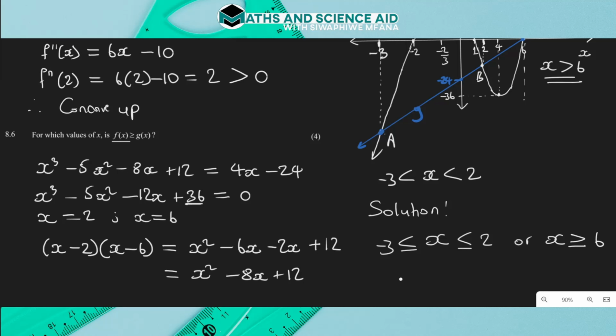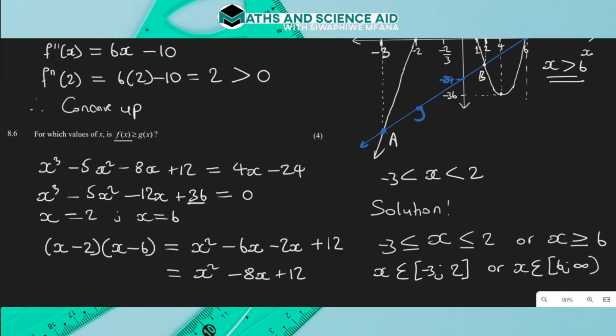And alternatively, you can of course also use the set notation. So you'd say that x is an element from negative 3 up to 2 with square brackets to show that negative 3 and 2 are part of the solution. Or x is an element from 6 up to positive infinity. So that is how you can answer question 8.6.